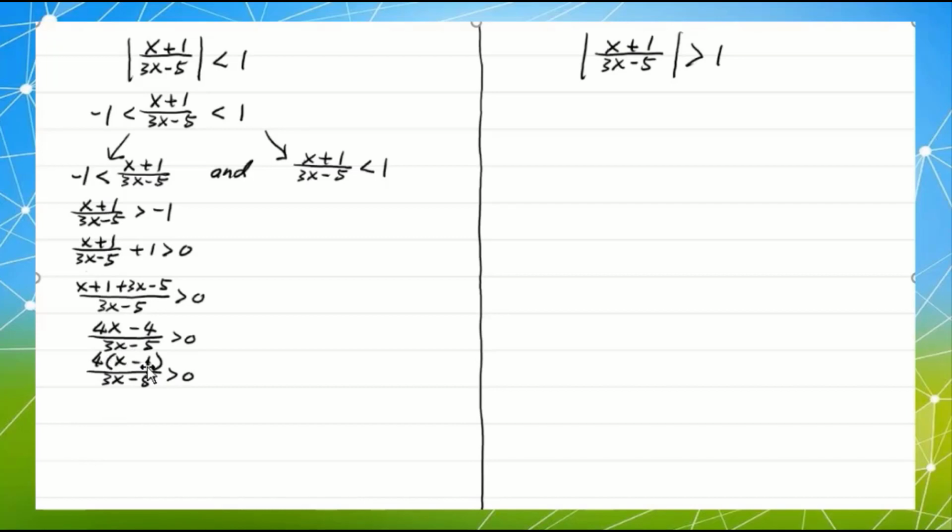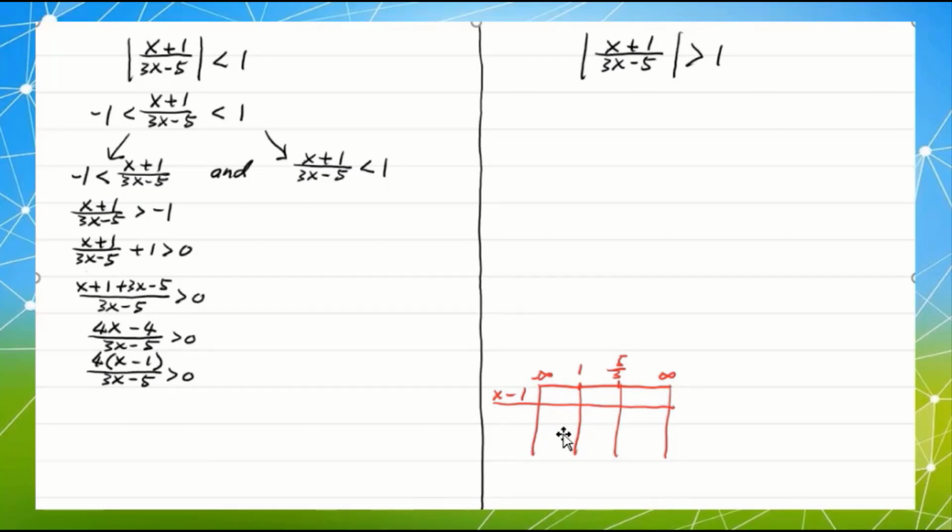Now, in order to find the set of values of x in this inequality, first we use a number line to help us, and we mark the number line with the critical points. Now, the critical points are the values of x where x minus 1 equals 0 or 3x minus 5 equals 0. So that's x equals 1 and x equals 5 over 3. So now we need to test x minus 1 and also 3x minus 5 in each of these sections.